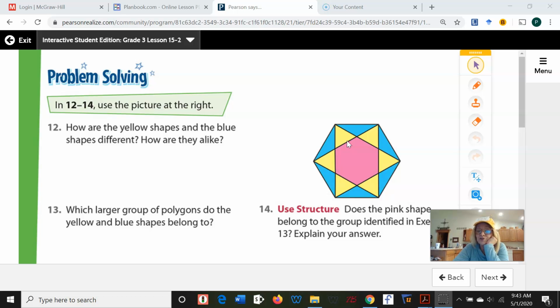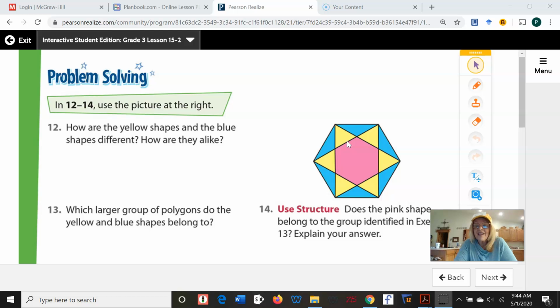Remember things that we've talked about so far. We've talked about angles, vertices, and length of sides. We've talked about parallelograms that have two pairs of parallel sides. We've talked about trapezoids that have one set of parallel sides. We've talked about quadrilaterals. What do we know about a quadrilateral? Are the yellow shape and the blue shape quadrilaterals? Think about it. Did you come up with at least one way that those two are different?